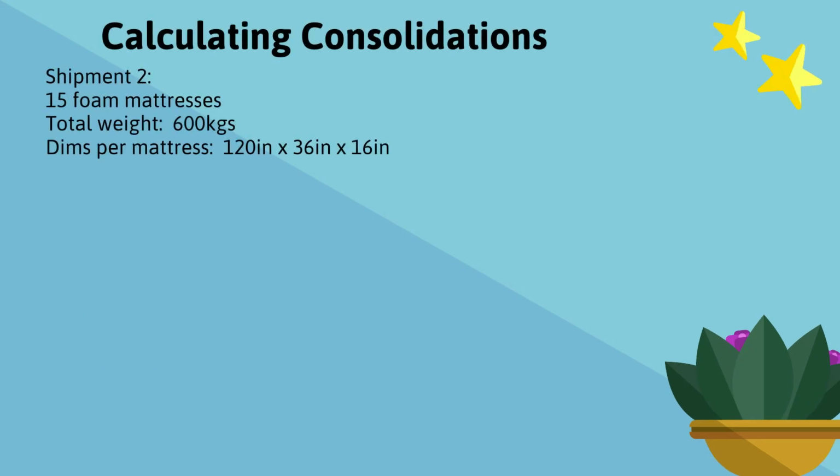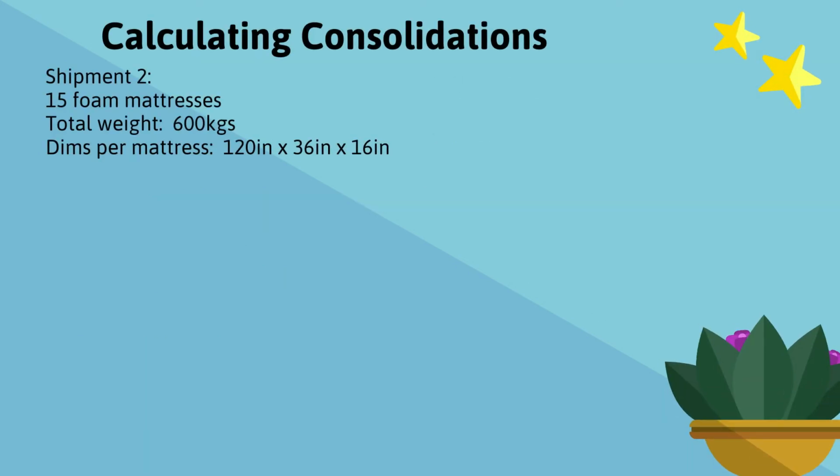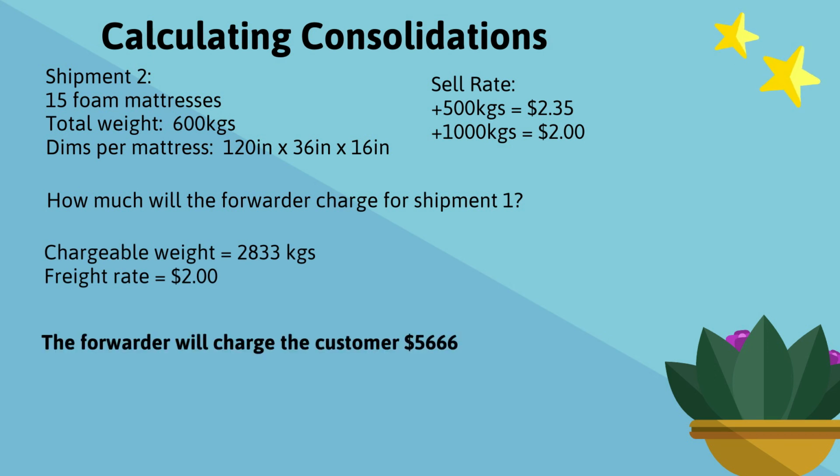Now let's take a look at shipment 2. What is your chargeable weight for shipment 2? Now you're going to apply your sell rate to the chargeable weight for shipment 2. Do not use the consolidated chargeable weights because you have 2 different shipments. You don't want to charge somebody for something that they didn't ship. So just focus on shipment 2 when you're figuring out what the forwarder is going to charge their customer.